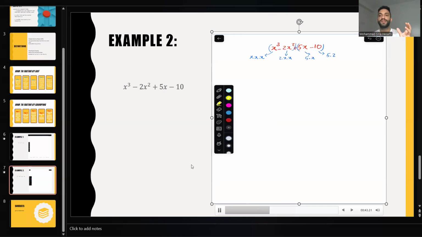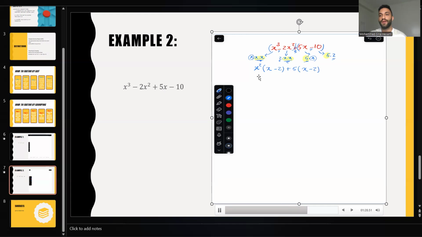Now we factor out the greatest common factor in each parenthesis. In the terms x cubed minus 2x squared, we have x squared, and in the terms 5x minus 10, we have 5. If we take out x squared from this term, we're left with x. We put the sign, and if we factor out x squared from this term, we have 2, and then we put the sign. Plus, if we factor out 5 from this term, we have x only, and if we factor out 5 from 5 times 2, we have 2, and then we put the sign.